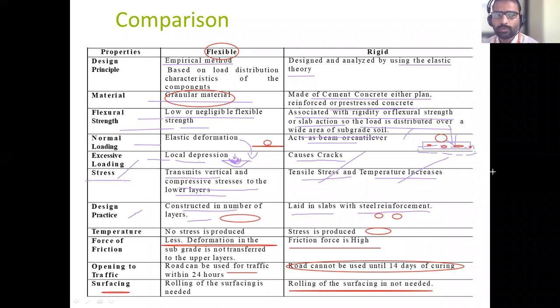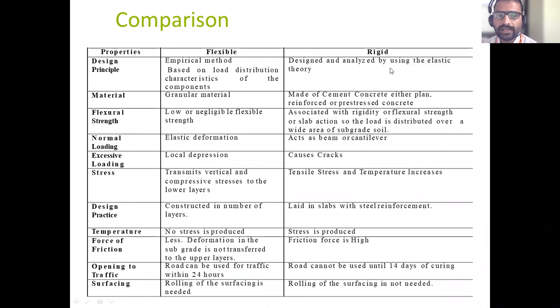You should know all these points: design principle, materials, flexural strength, normal loading, excessive loading, stress, design practice, temperature, force of friction, opening of traffic, surfacing. Clear, everyone? Yes, sir. Is there any point to discuss? Will everyone be clear?